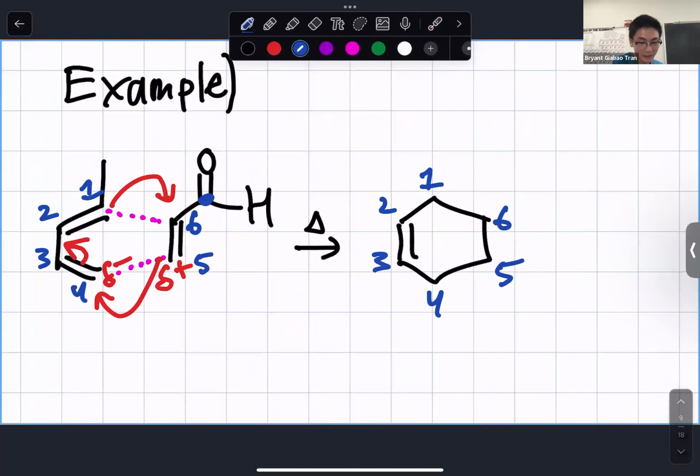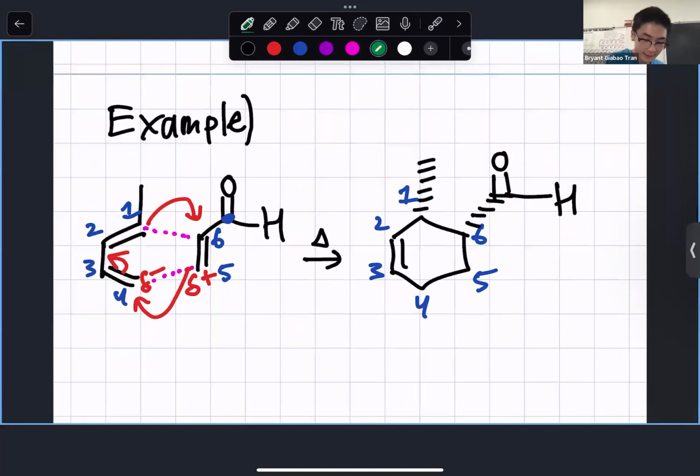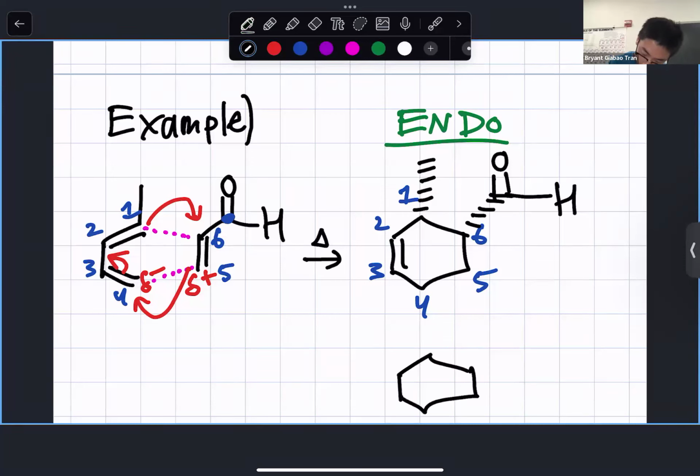Let's just choose dash. It could be wedge as well, but we usually draw the endo product in dashes, right? But both of them have to be on the same side. So this has to also be dash as well. This is the endo product. The exo product would be something like this, where they are trans to each other.